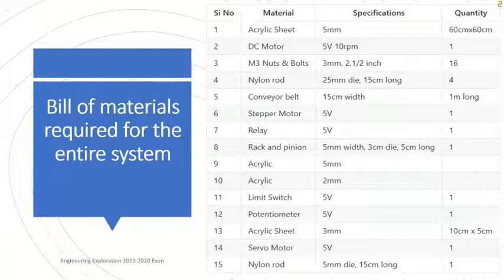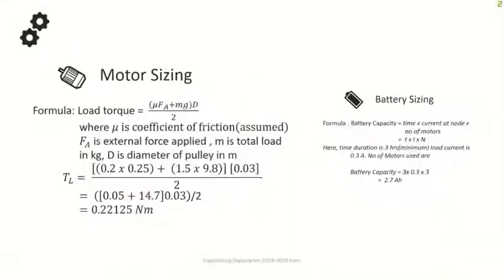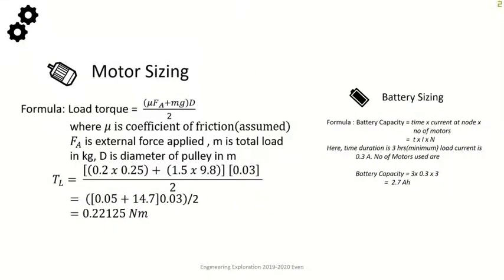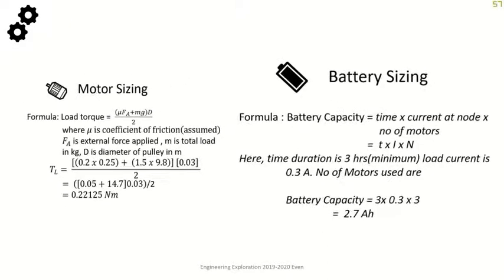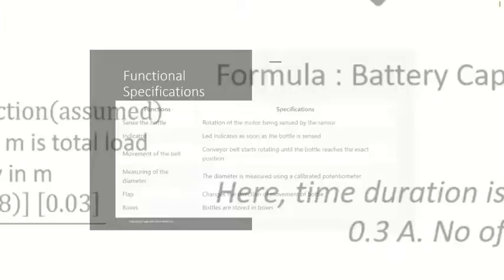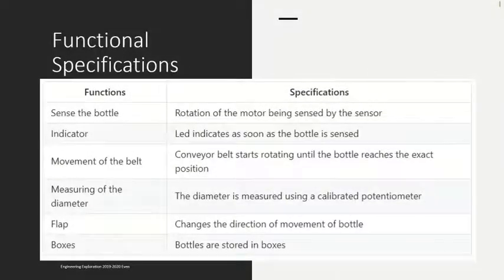Then motor sizing and battery sizing of the entire system. We require a torque of 0.22125 Newton meter. For the battery sizing, we require a battery capacity of 2.71 ampere. So moving on, we have functions and the specifications.